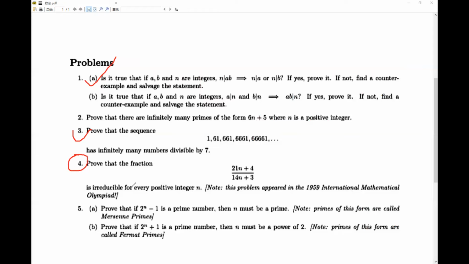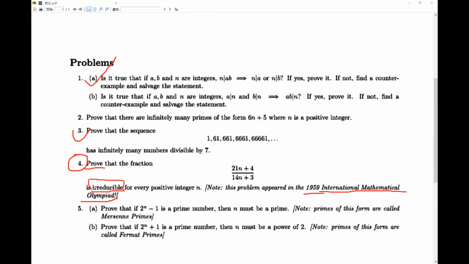Okay, this is the International Mathematics Olympiad, IMO. Wow, very famous one. 1959, but an old one. If you know the answer, it's not too hard. Okay, another proof. A lot of proof. Irreducible. Do you know this? What does that mean? Irreducible. Yeah, that's a keyword here.